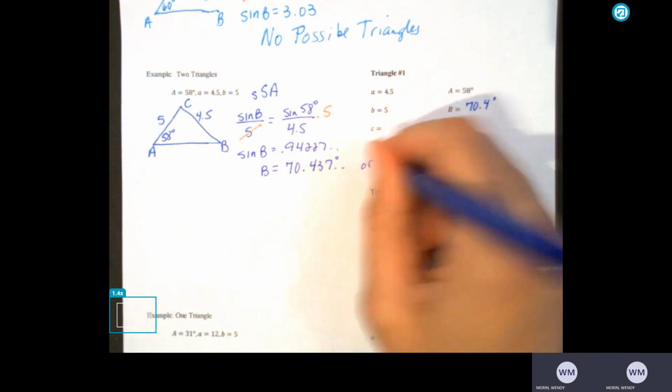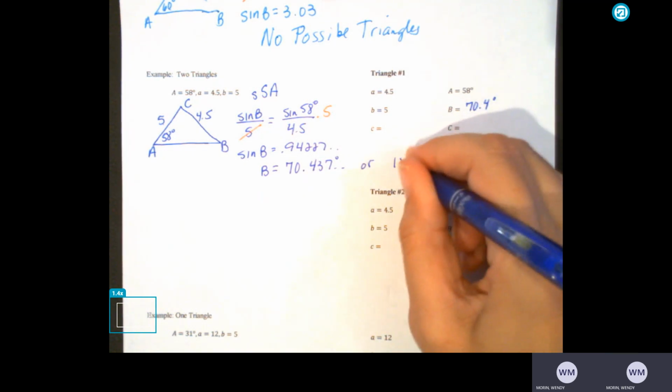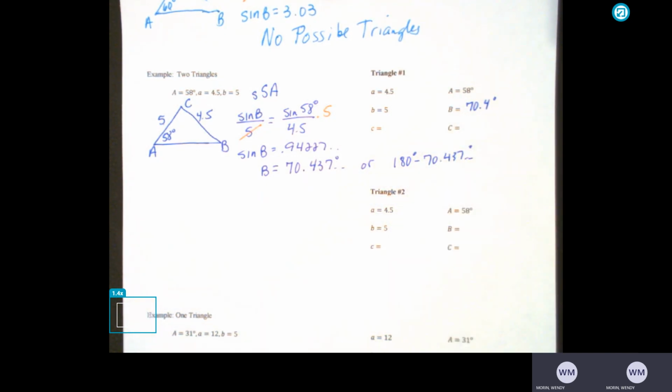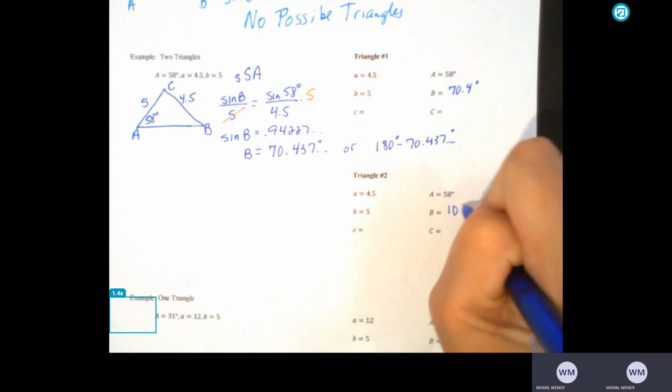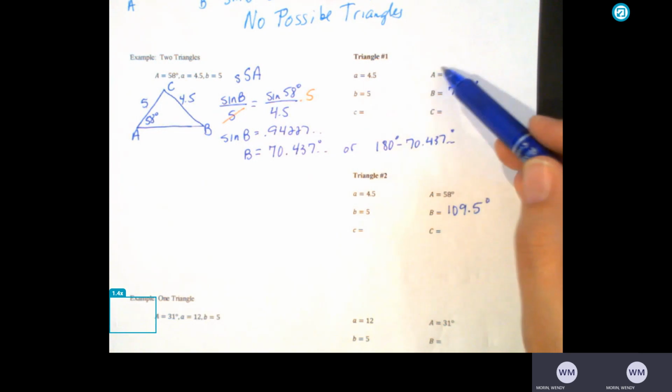But you also know that it can be positive in the second quadrant as well, and that's the first quadrant. So how do we find the other angle that angle B can be? 180 minus 70.437 degrees. So in your calculator, 180 minus that answer. And the second possibility for angle B is 109.5 degrees. So with the given information, angle B could be 70 or angle B could be 109.5. And that's how you get two triangles.